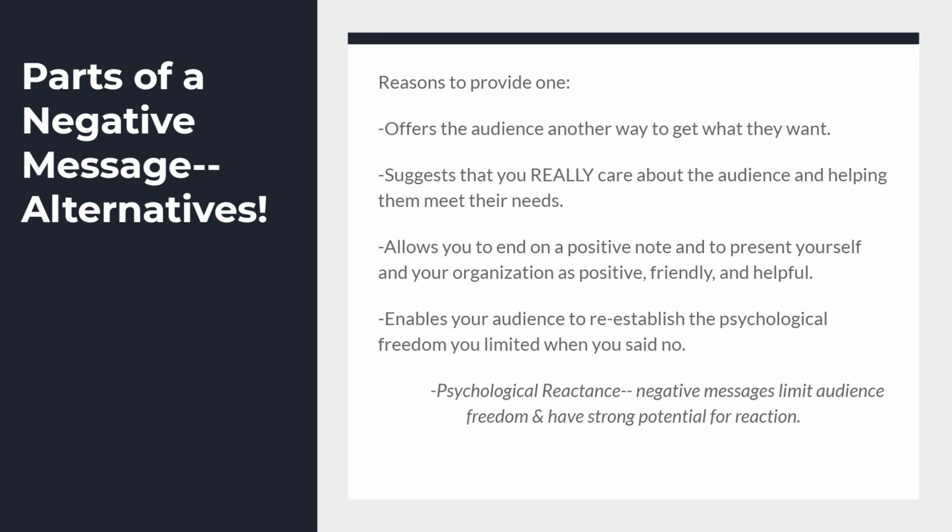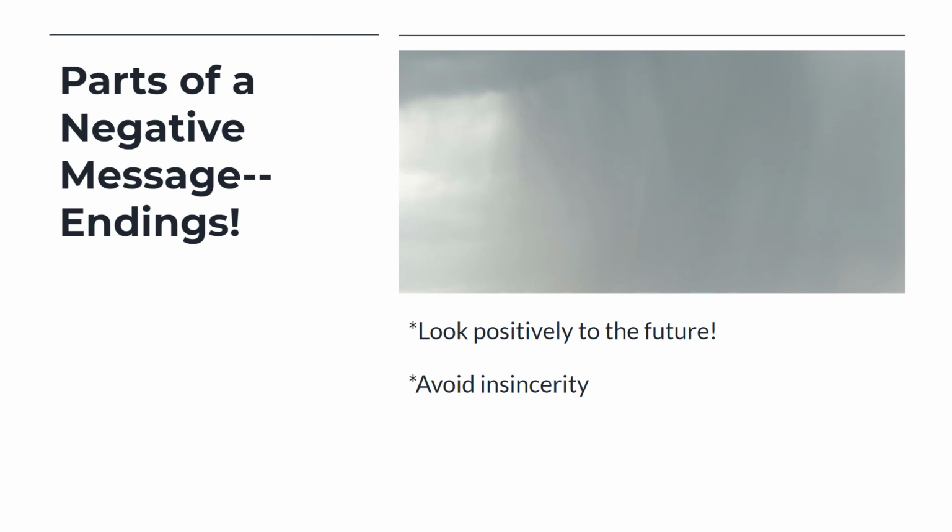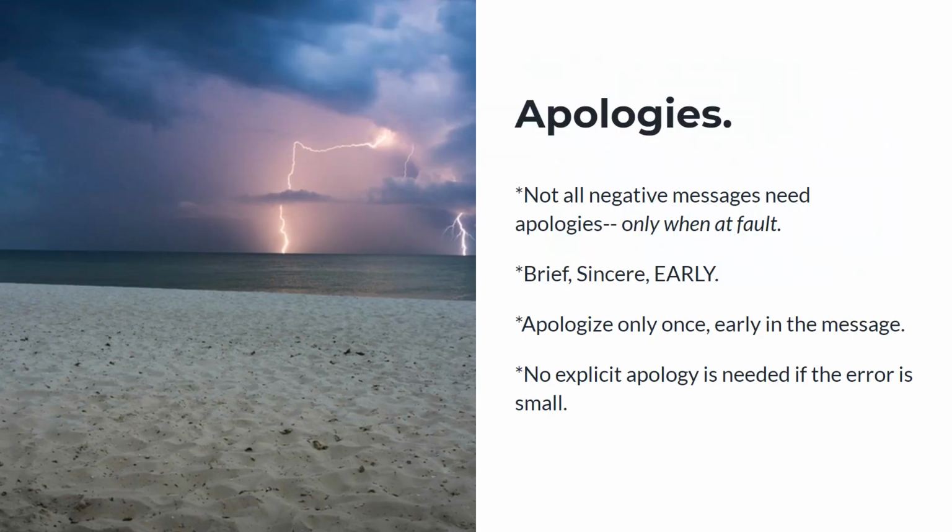So if you can give them some type of reasonable alternative, even if it's just another person to talk to, something that we can do to forward the situation, that will help. So think about, as you're creating your negative message, what alternative can you provide for your audience? You want to end the message positively, looking to the future, and avoiding insincerity, right? Because you are giving them bad news. You don't want to just imply like everything's fine, being phony or false or anything like that.